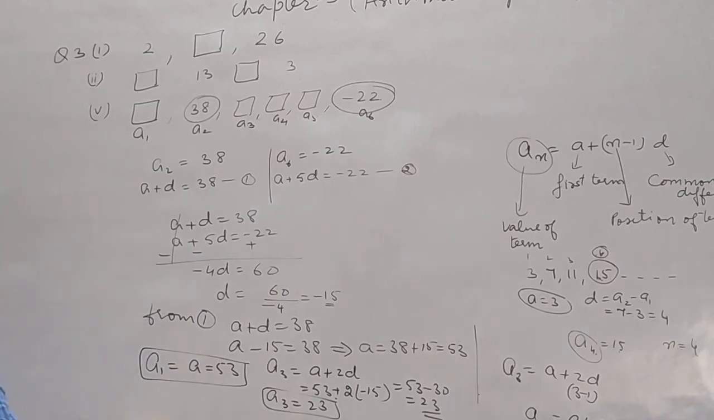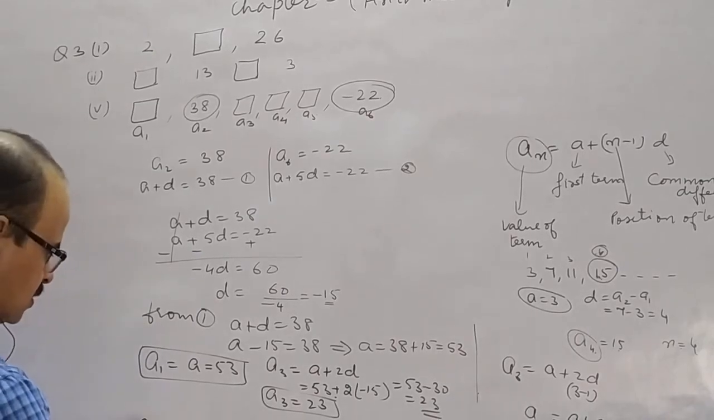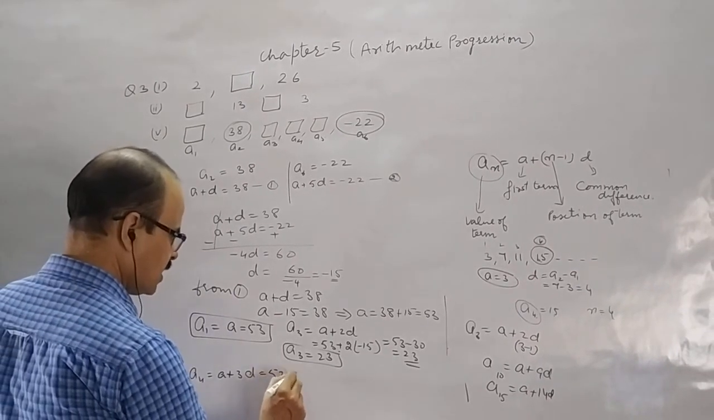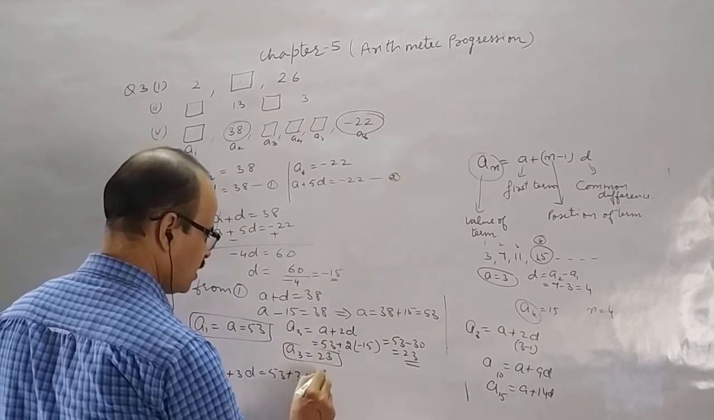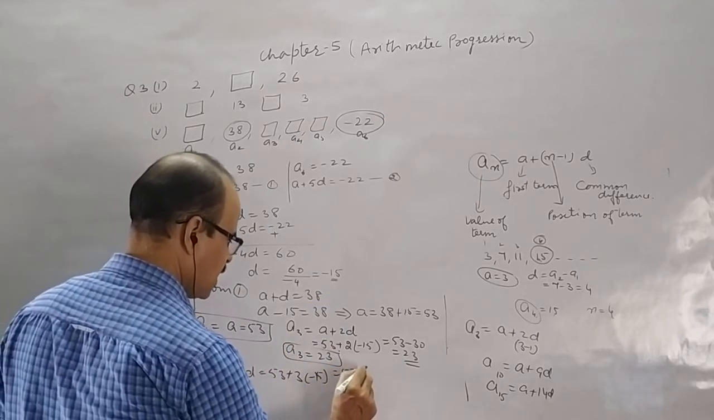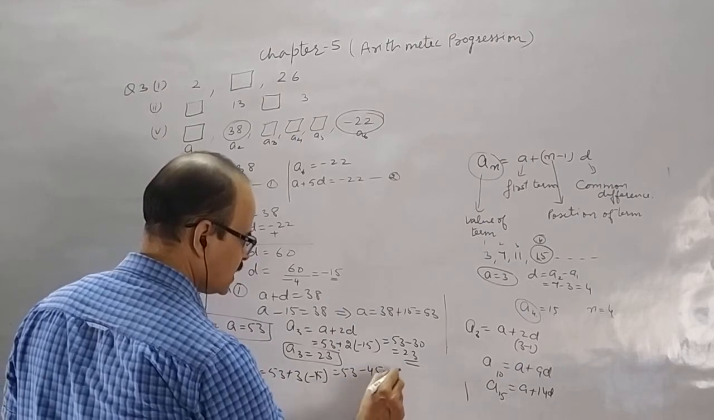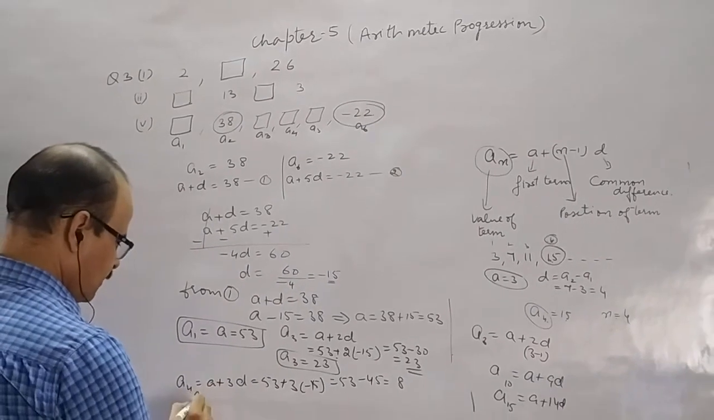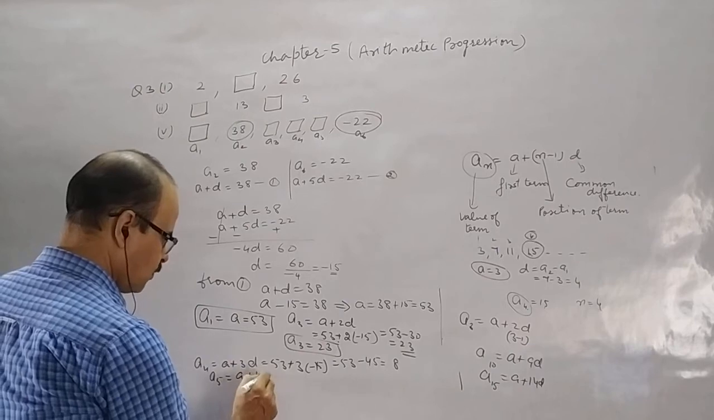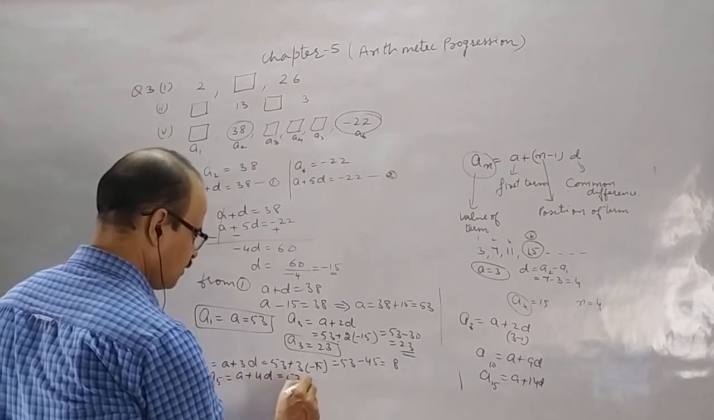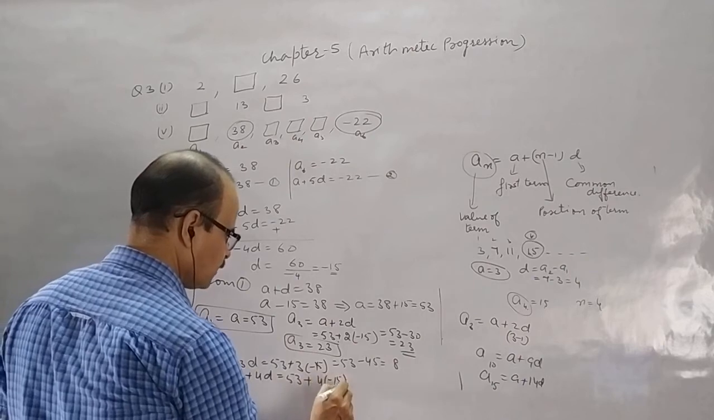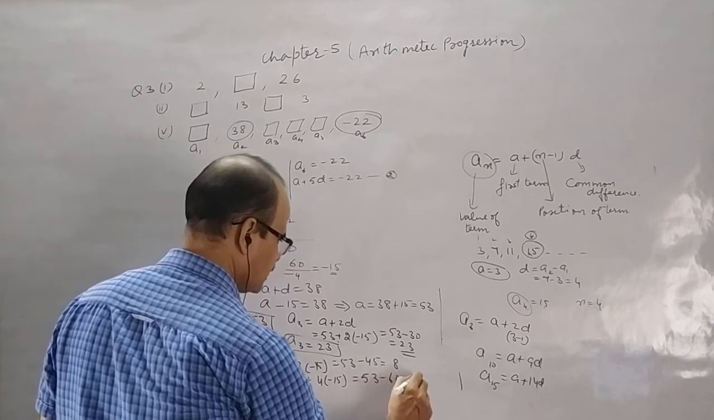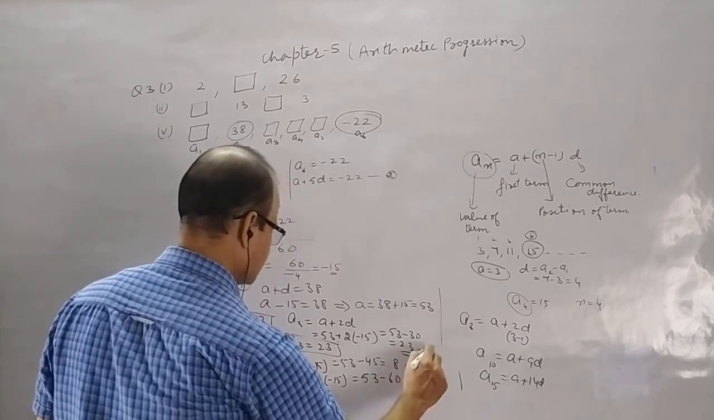We have to get a4 now. a plus 3d. a is 53 plus 3 times the value of d that we had, minus 15. So it will be 53 minus 45, which will give you 8. And a5 is a plus 4d, that is 53 plus 4 times the value of d, minus 15. 53 minus 60 will give you minus 7. So these are the answers.